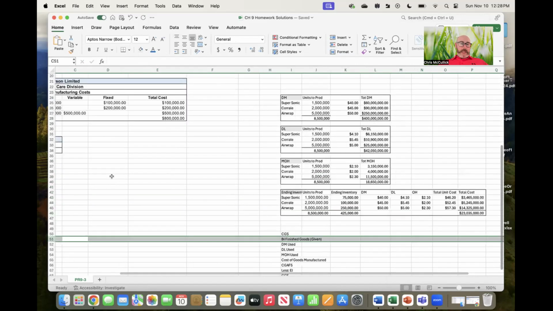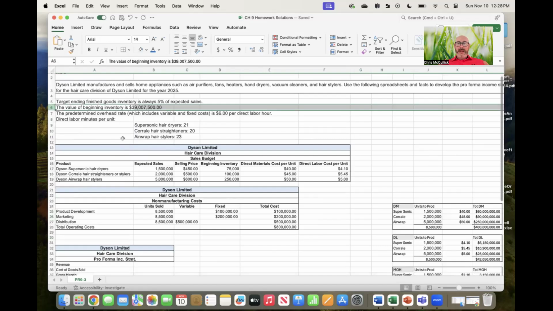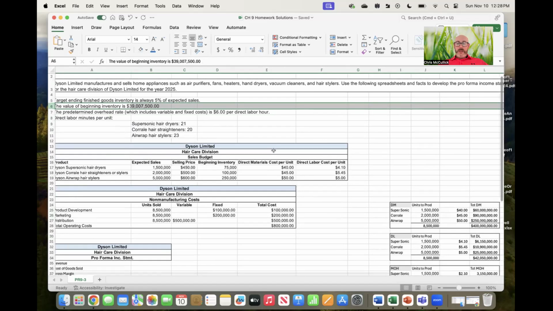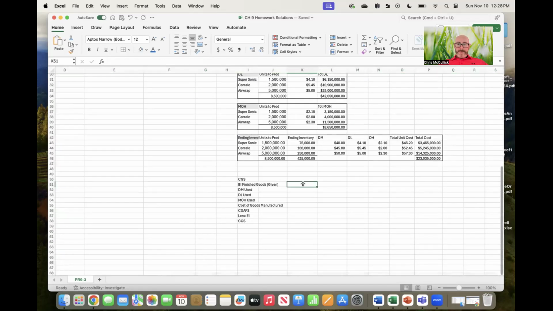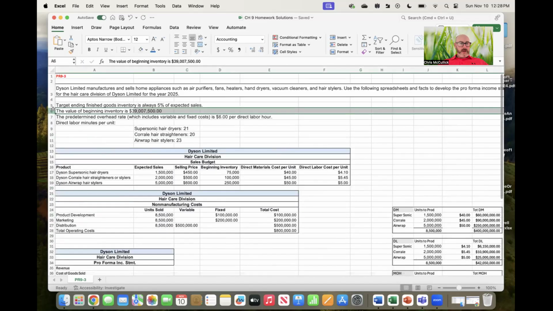But if we look at the data given, they tell us that the value of beginning inventory is this 39 million. So we're just going to pull that number directly from there because they already give us that number. So we're going to say 39 million, 007,500. Make sure that was the right amount. 39,007,500, that looks good.